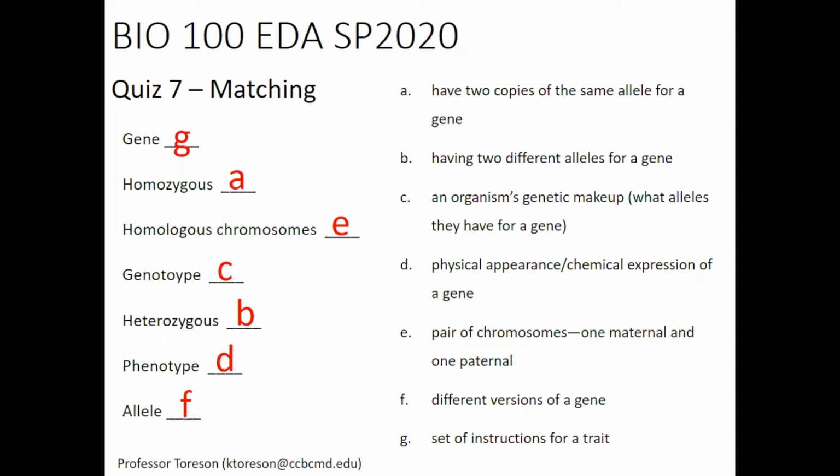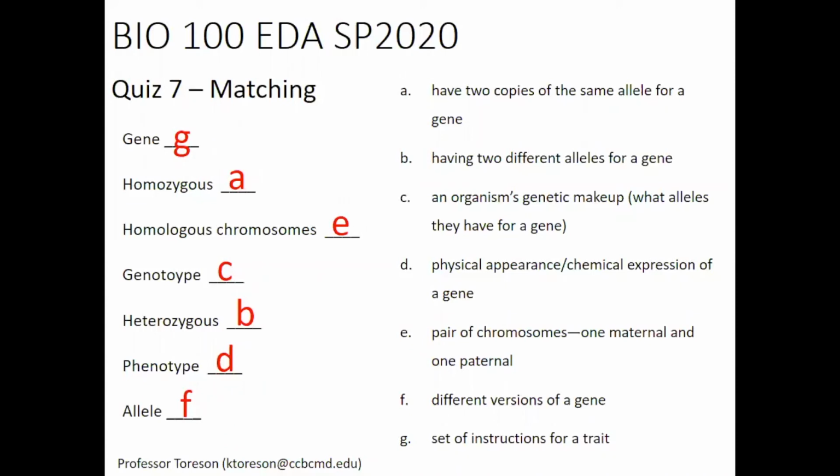Homozygous is a term that means having 2 copies of the same allele for a gene. So you can be homozygous dominant, meaning that you have 2 copies of the dominant allele, or you can be homozygous recessive, meaning you have 2 copies of the recessive allele. Homologous chromosome is E. Homologous chromosomes are pairs of chromosomes, 1 maternal and 1 paternal.